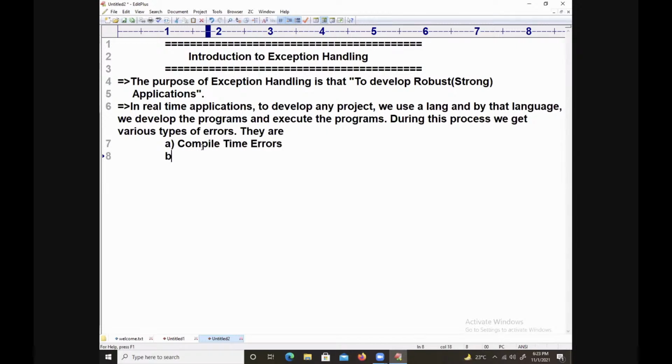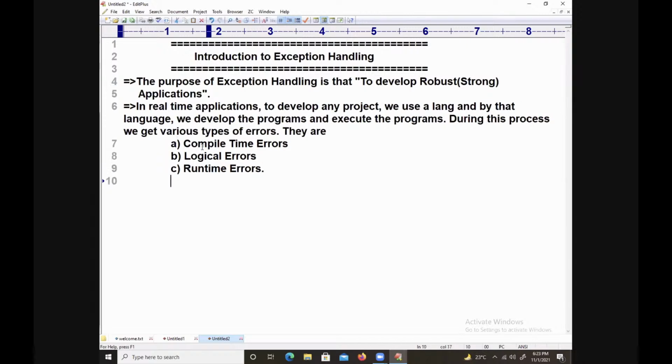First one is that. Next one, you know, is logical errors. Next is runtime errors. So we get three types of errors. One is compile time errors, then logical errors, and next is runtime errors.